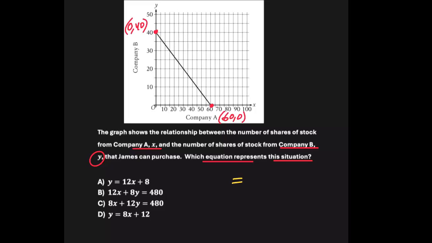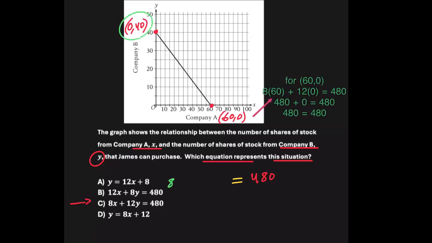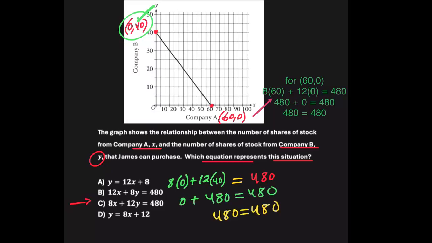On the right side, we have 480. For the left side, we have 8x, and the x is 0 here. 8 times 0 plus 12 times 40, because we have 40 for y, is 480. 480 equals 480. So the right side and the left side of the equation are equal. Therefore, this equation represents the relationship of the number of shares of the 2 companies. Therefore, the answer is C.